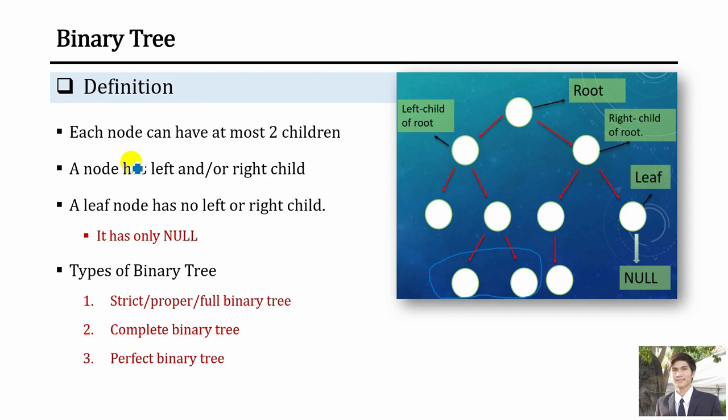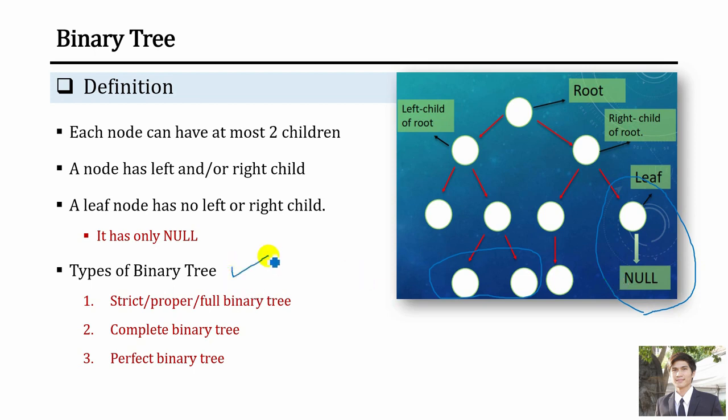And the leaf node has no left or right child because it is the leaf, right? The leaf has only nil because it connects to nil. As you can see here, all the other leaves also have a line. Actually, when you implement it, it connects to a nil, just like when we implement a linked list, the tail is connected to nil, right?